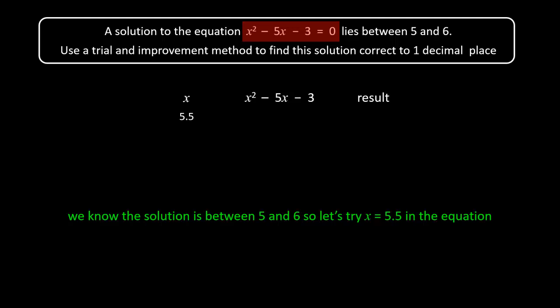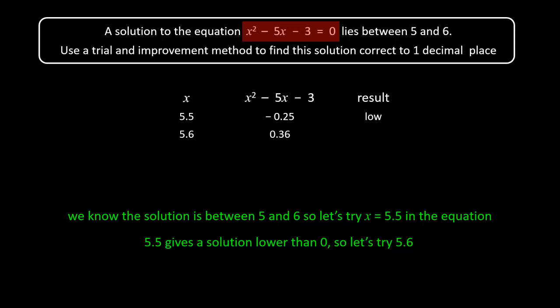Now, if you put 5.5 into that equation on your calculator, you'll get minus 0.25. That is below 0, or we say the result is low. It's lower than what we want to get. So that means we're going to have to increase our x. Now, we're not going to go mad and try 5.8 or 5.9 or something. We're just going to go up by 0.1. So we're going to try the next number, 5.6. You put that into the equation, and you get an answer of 0.36.